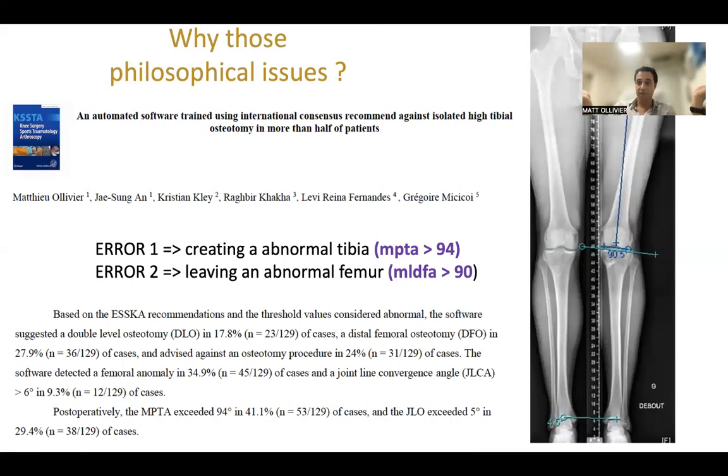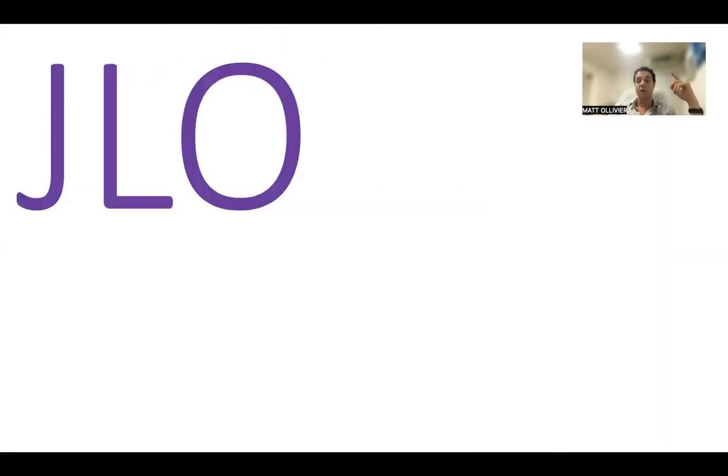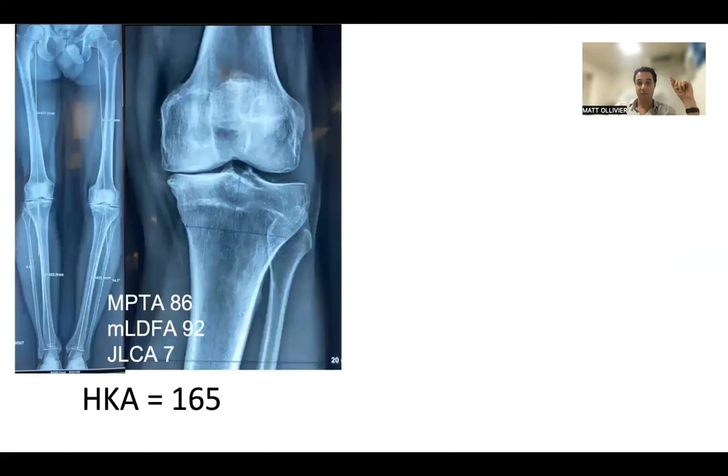This is a patient of mine. Look at this bad MPTA. You have an obliquity of the joint line of 4.5 degrees, and I leave a deformity of the femur of 4 degrees because the MLDFA is over 90. So here you have a massive creation of abnormal tibia, leaving an abnormal femur, and this is the key for obliquity of the joint line, which will lead to bad outcomes. Because joint line obliquity is a bad thing.